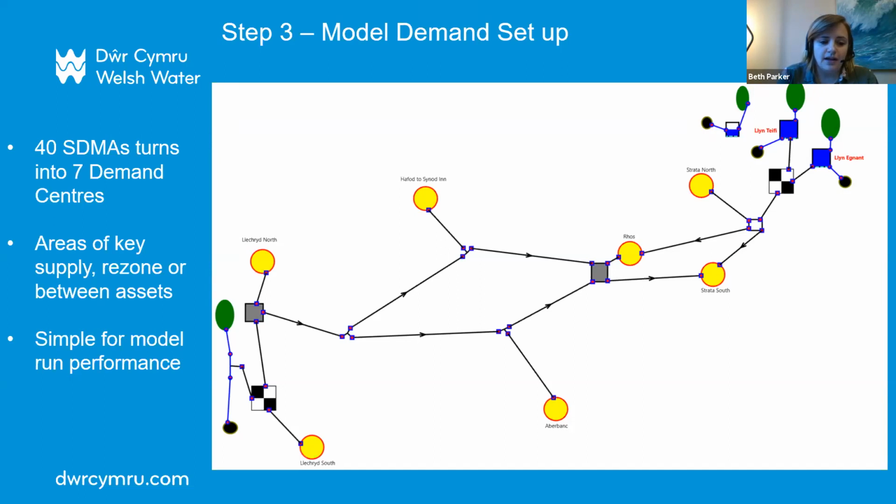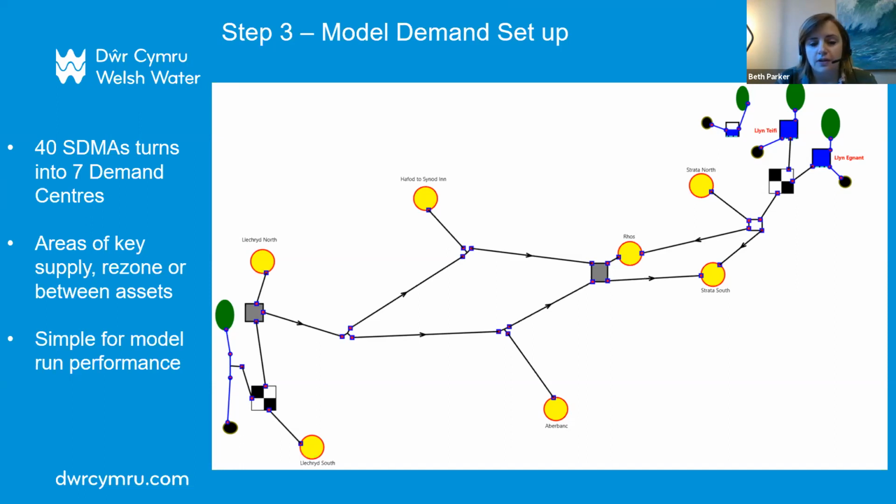These are areas of key supply, rezone, or between assets and constraints, which allow us to represent the water resource network as best as possible, and then allocate the SDMA demand into these individual yellow dots you can see within the network. And if you look at the right side of this, you can see the 3 demand centers, Strata North, Ross, and Strata South, that were represented on the previous schematic, which we went from 2 to 3.